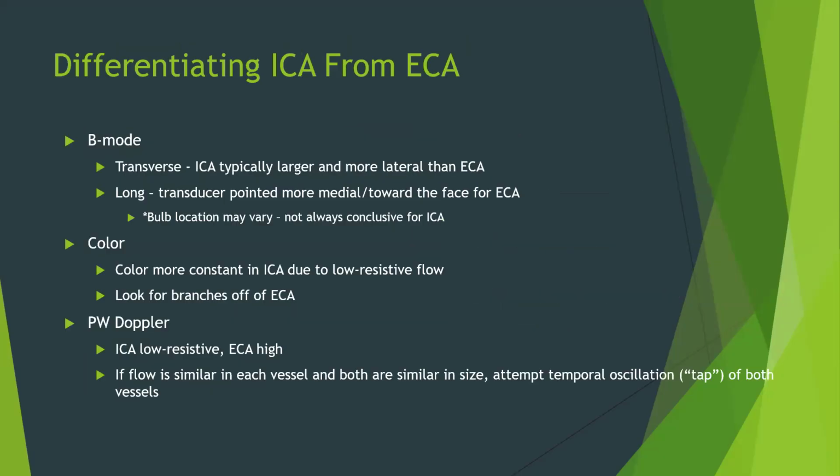So differentiating ICA from ECA can be a little tricky at times. So there's a couple of different things we'll talk about here. In transverse, the ICA is typically larger, like I talked about earlier, and it's more lateral than the ECA. So in long axis, the transducer is pointed medial toward the face for the ECA. What I was talking about earlier is that we're going to fan towards the face, and we're going to fan towards the back of the head to get the ICA there in long axis.